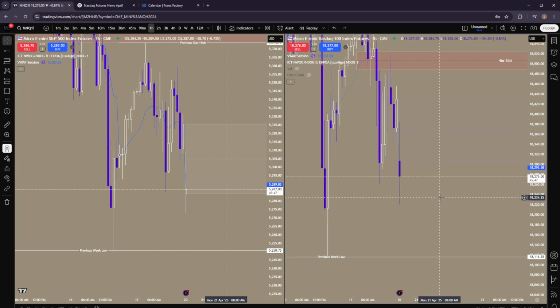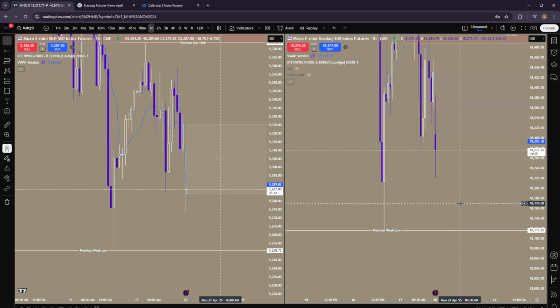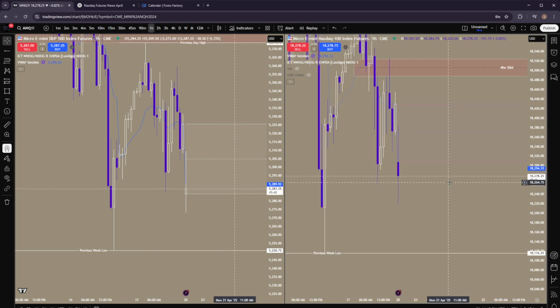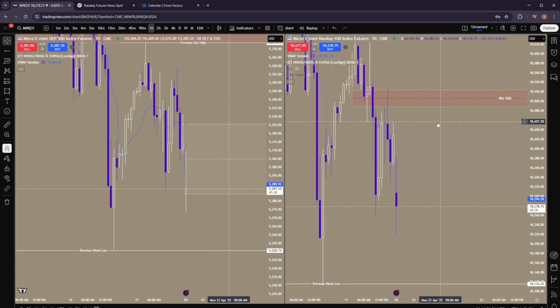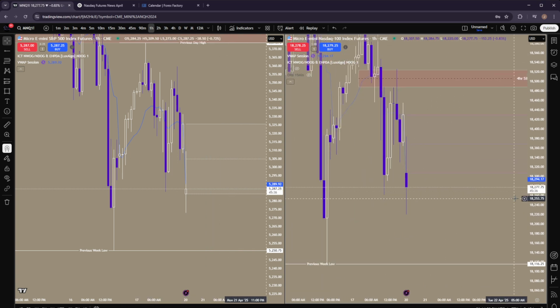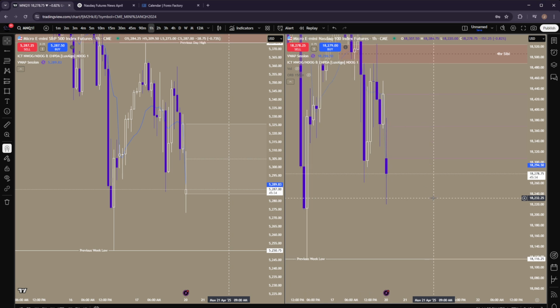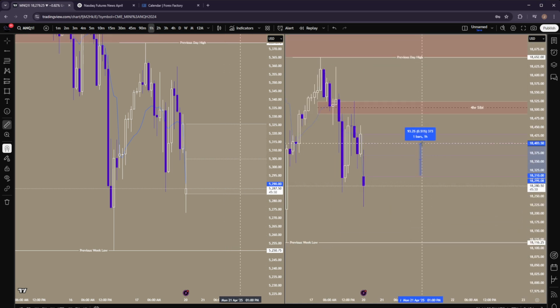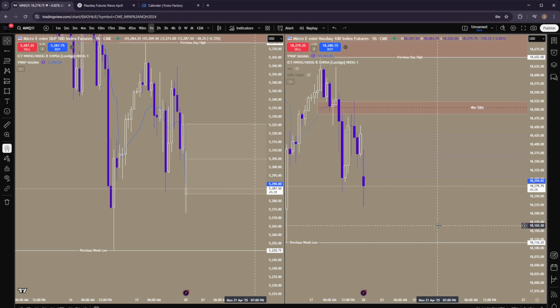If we get a close below, that's when we're expecting continuation down to previous week low. If we get a sweep and a strong delivery back up, that's when we're looking for price to come back up to that 4 hour for that buy side. But again, ultimately, everything looks pretty bearish right now, especially with that huge gap down right there at open. That gap down is almost 500 ticks.